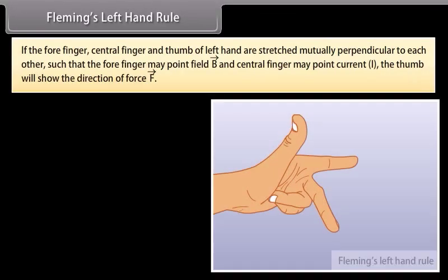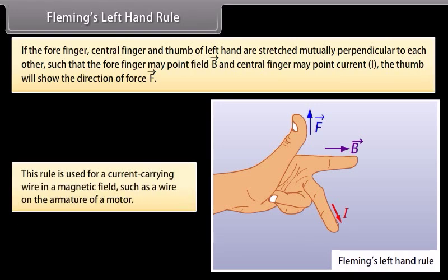Fleming's left-hand rule. If the forefinger, central finger and thumb of left hand are stretched mutually perpendicular to each other, such that the forefinger may point field and central finger may point current, the thumb will show the direction of force. This rule is used for a current-carrying wire in a magnetic field, such as a wire on the armature of a motor.